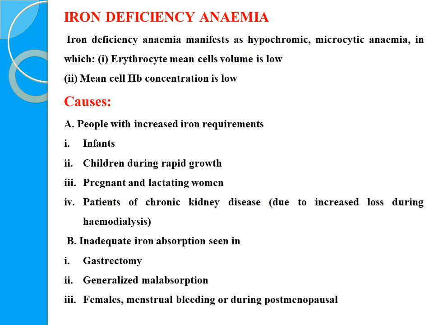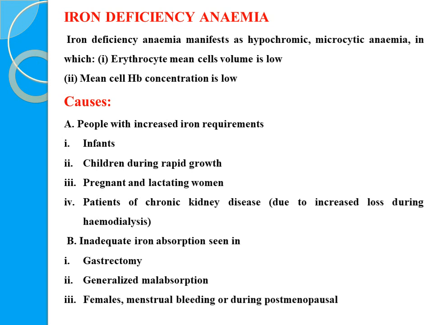Iron deficiency anemia. Iron deficiency anemia manifests as hypochromic microcytic anemia, in which erythrocytic mean volume, or mean cell volume, is low and mean cell hemoglobin concentration is also low.